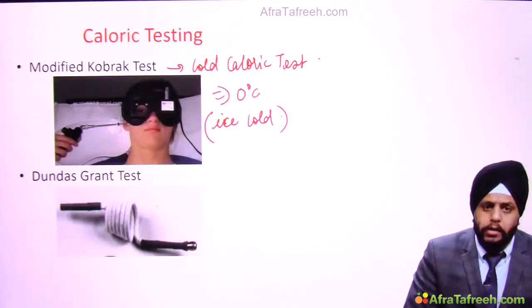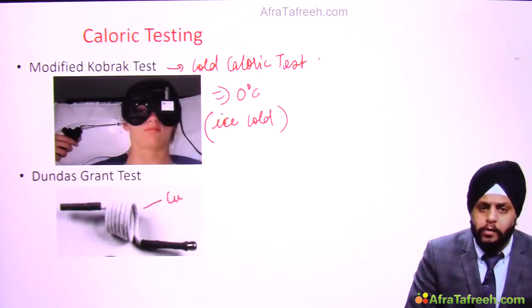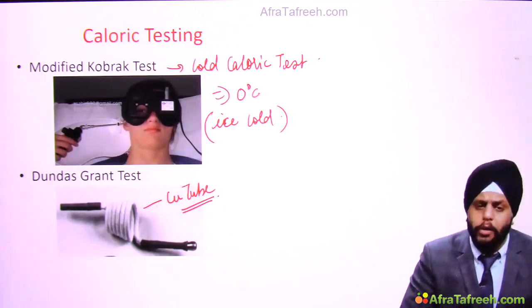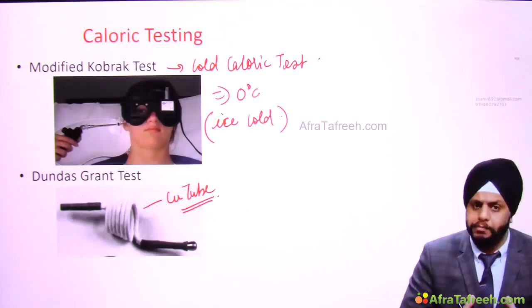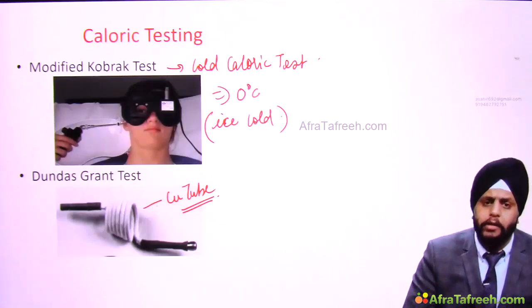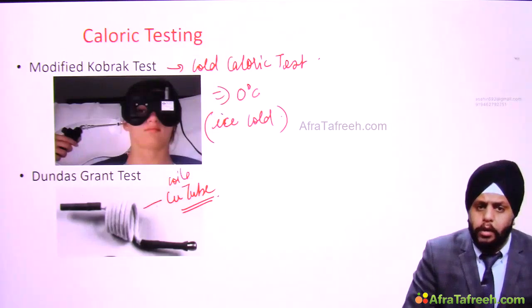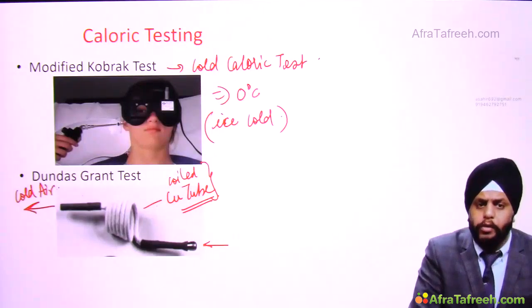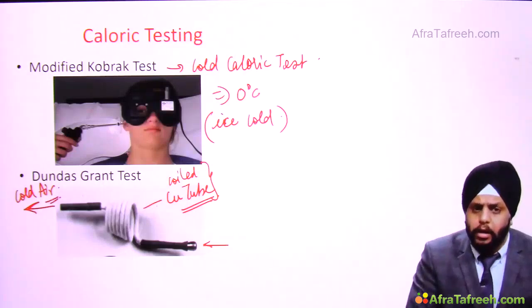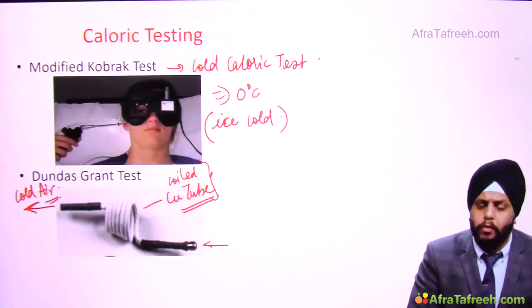What is done? This is a copper tube. It's a coiled copper tube and you put some spirit on it. Now what will happen? The spirit will evaporate. When the spirit evaporates, this coiled copper tube will become cold. And now you can blow in air. When you blow air, the air goes to this cold copper tube, it will come out as cold air, and this cold air goes in the EAC and the middle ear, and it will stimulate the lateral semicircular canal.